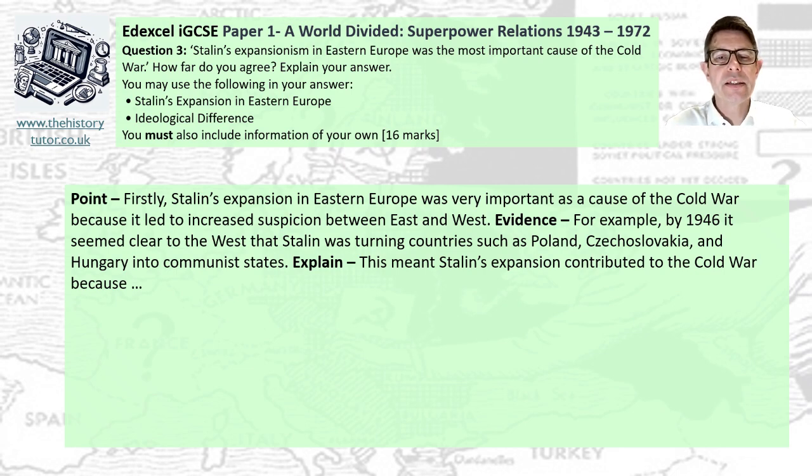So now let's explain the impact. This meant Stalin's expansion led to the Cold War because, think about short-term impacts of this. So we've got the long telegram, we've got the Iron Curtain speech starting to cause tensions. Maybe you can explain something around those ideas. Pause now and away you go.